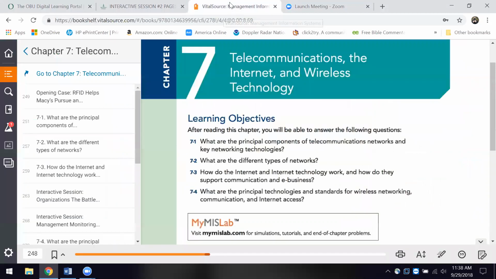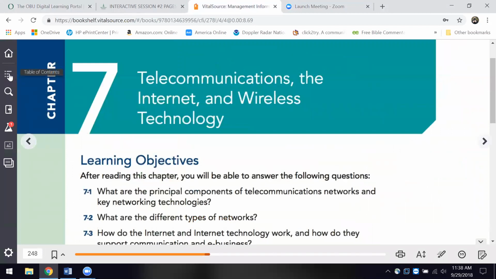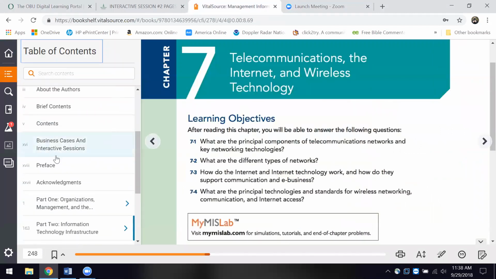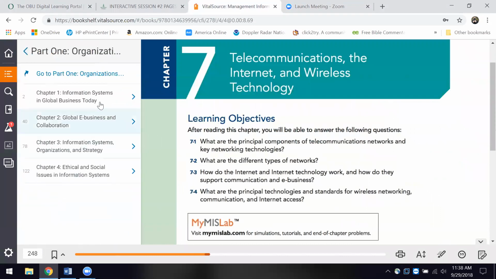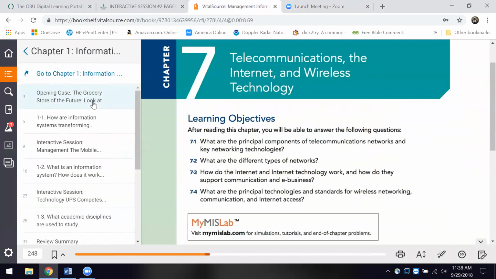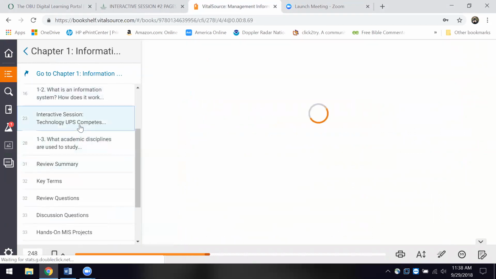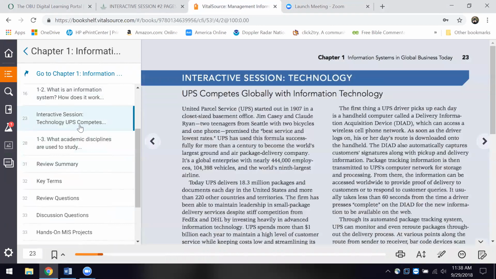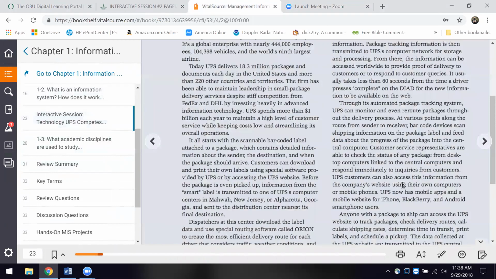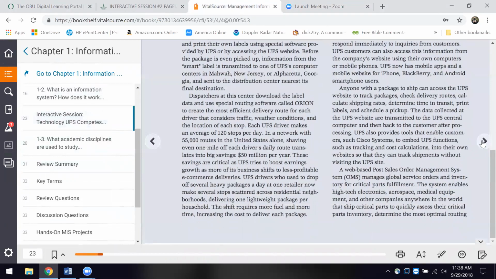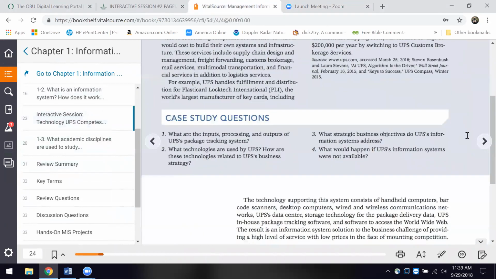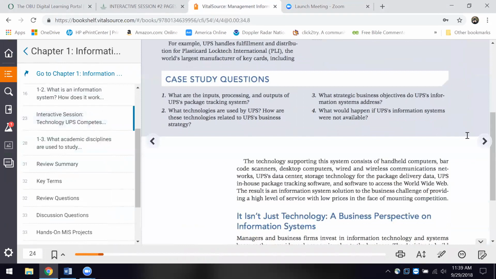So I'm going to go over here to the book. I'm going to look at the contents, and I'm going to part 1. I'm sure this will be in chapter 1, and we'll go to page 23, and here we are: how UPS competes globally with information technology. So that's the session, and you say, well, okay, what do you want? Well, here's what I want. I want you to answer the case study questions.